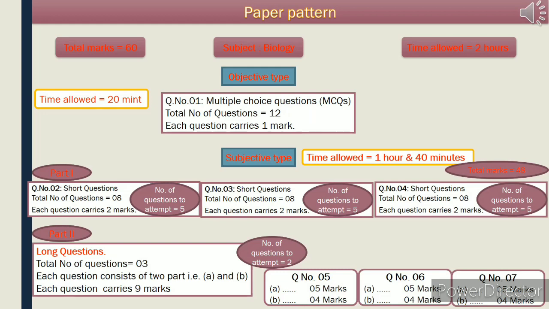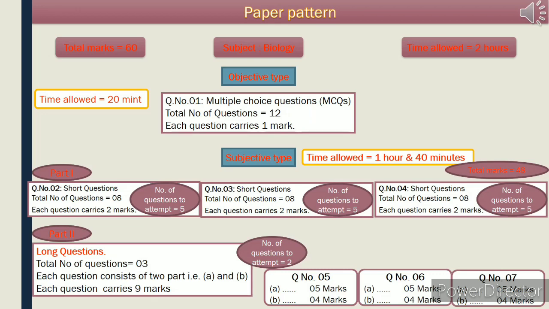And now subjective type. Subjective type is also divided into two portions. First is part 1 and second one is part 2. In part 1, short questions are given. That is question number 2, question number 3 and question number 4. Each question has 8 short questions and students have to attempt 5 short questions from 8. Each question has 2 marks.